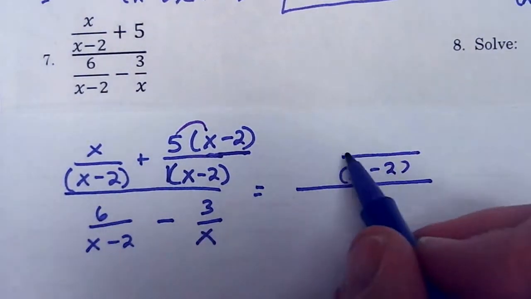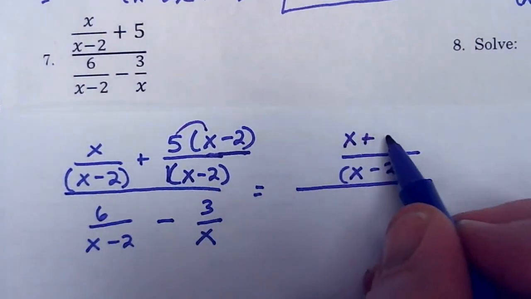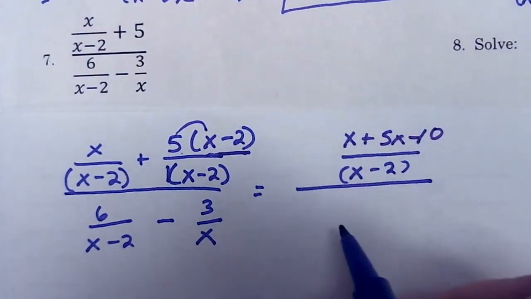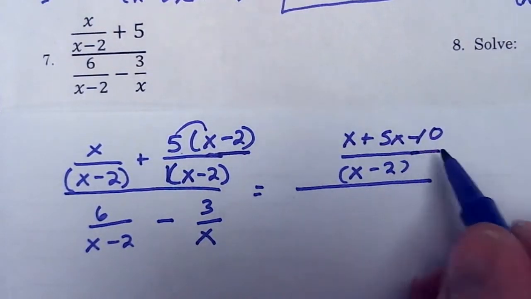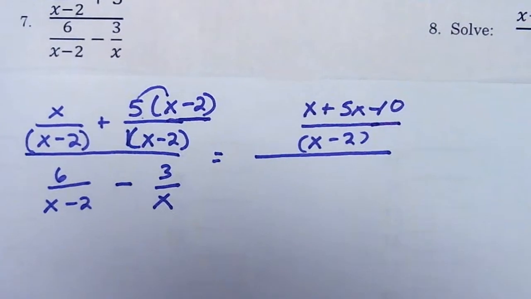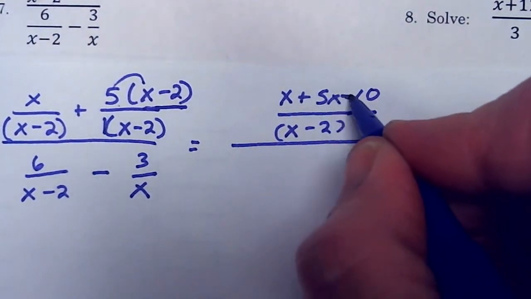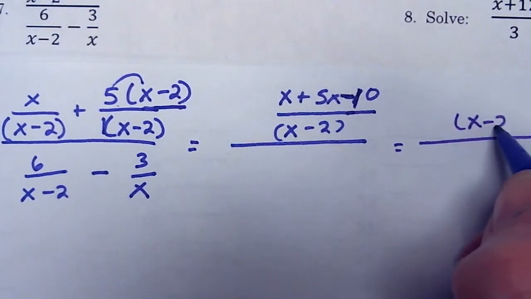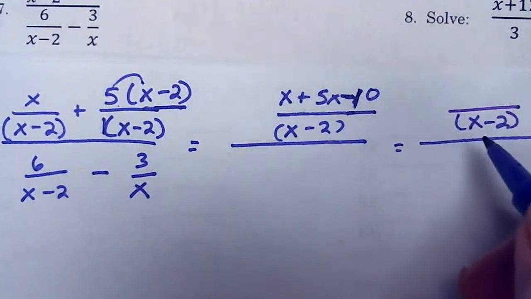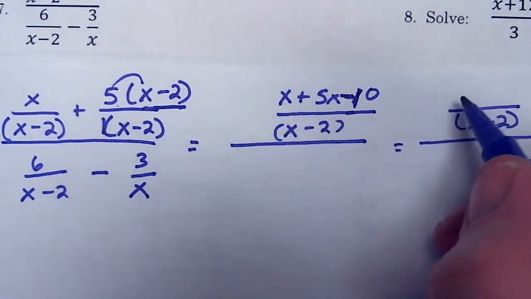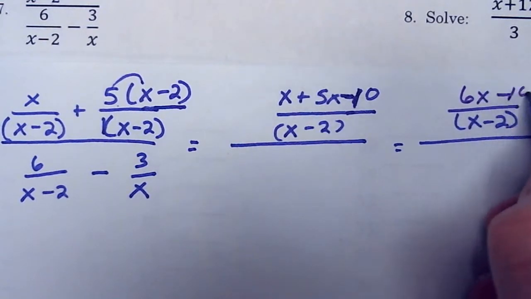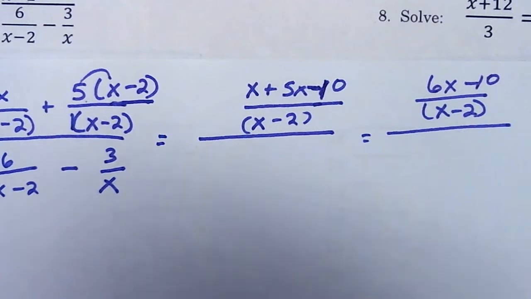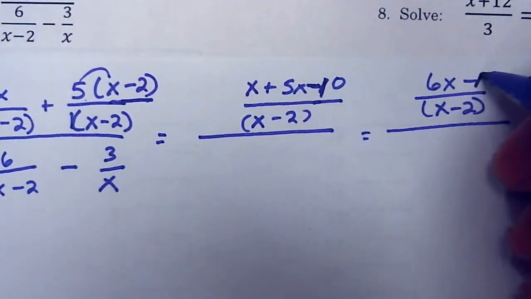So I'll have x plus 5 times x is 5x. 5 times negative 2 is negative 10. And in one last step, this is minus 10. I think it looks right. My numerator is going to be x minus 2 in the denominator of the numerator. x plus 5x is 6x minus 10. Later we'll get to factoring that. But now that it's one fraction, we're happy.